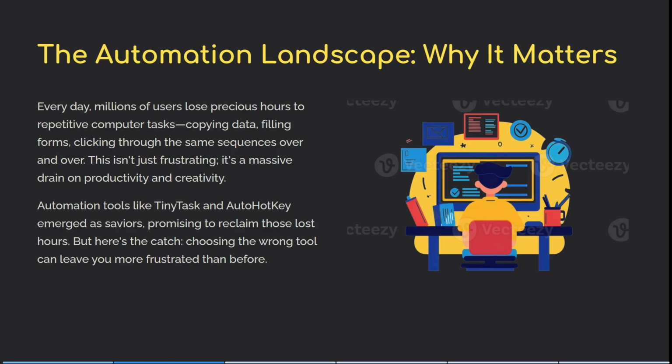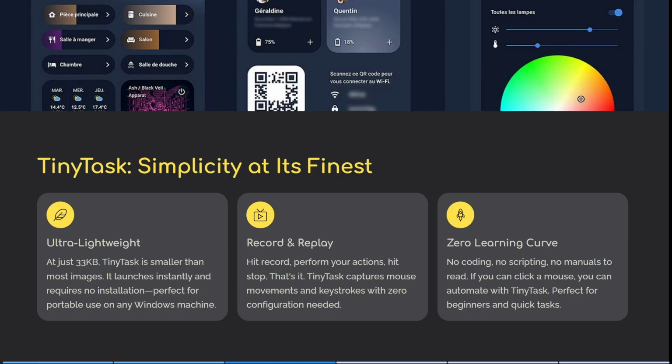Everyone has different needs. Having a look at TinyTask first of all, it's simplicity at its finest. At just 33 kilobytes, TinyTask is smaller than most images. It launches instantly and it requires no installation. It's perfect for portable use on any Windows machine. You can hit record, perform your actions, hit stop, and that's it. It's that simple. TinyTask captures mouse movements as well as keystrokes with zero configuration needed. Also, there's no coding, no scripting, no manuals to read. If you can click a mouse, you can automate with TinyTask. It's perfect for beginners and quick tasks.